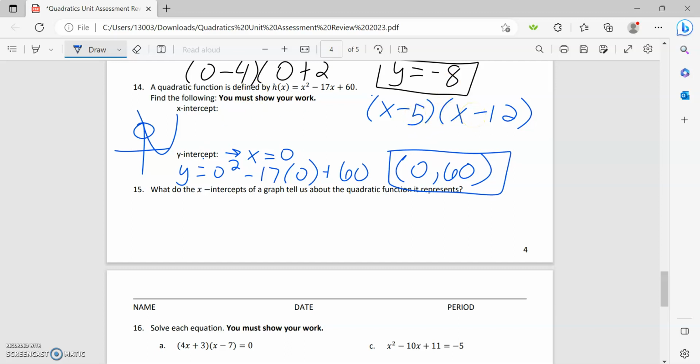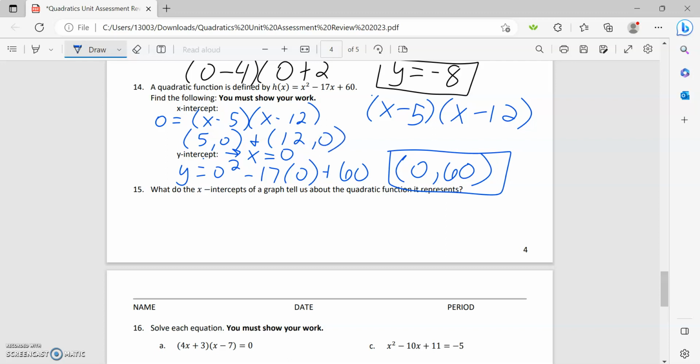Okay, so back to the x-intercepts. Again, the x-intercept means when is my y 0? So I need to almost do this, like say 0 is x minus 5 times x minus 12. If I can make this 0, the whole thing becomes 0. So at x is 5 and at x is 12. Okay, those are the x-intercepts.